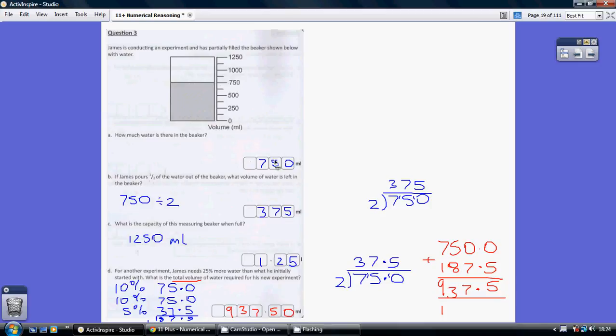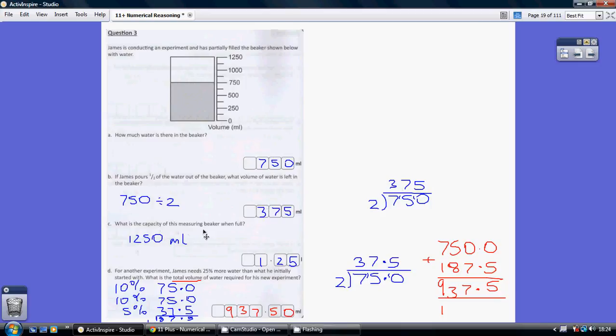Well, we've obviously got to do 750 divided by 2. Using the bus shelter method, 2's into 7 is 3 remainder 1, so we're now looking at the 15. 2's into 15 is 7 remainder 1, we're now looking at the 10. 2's into 10 goes 5, so 375 is half of 750.